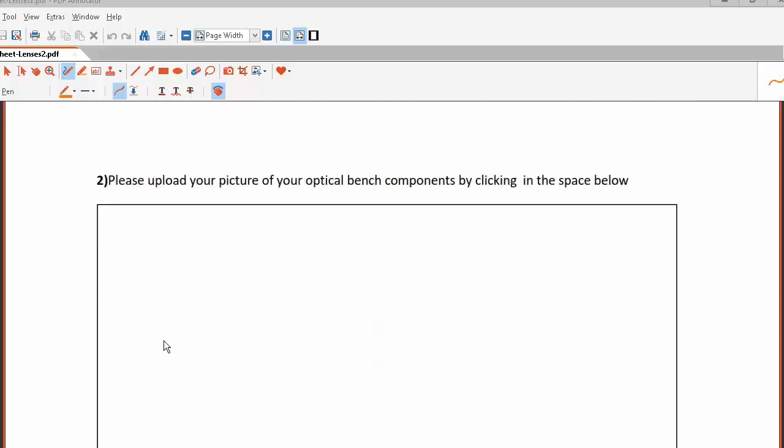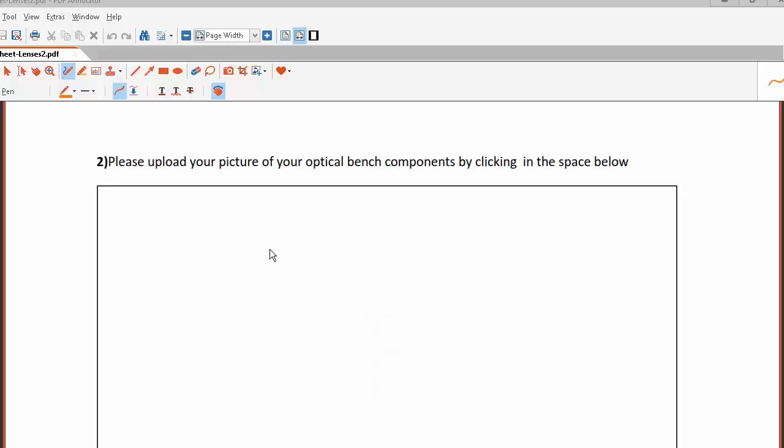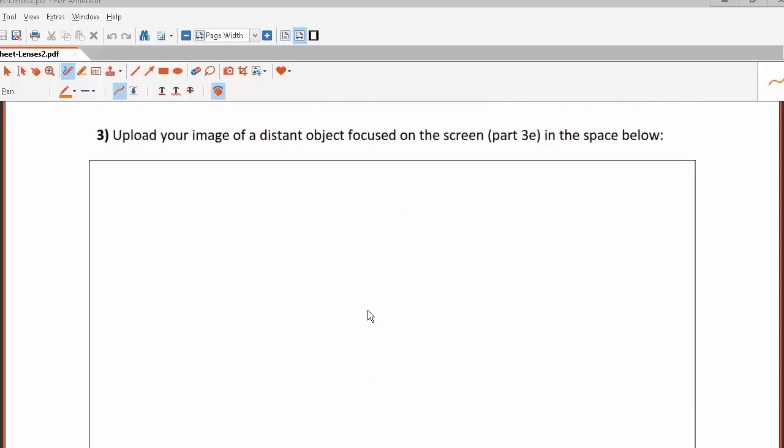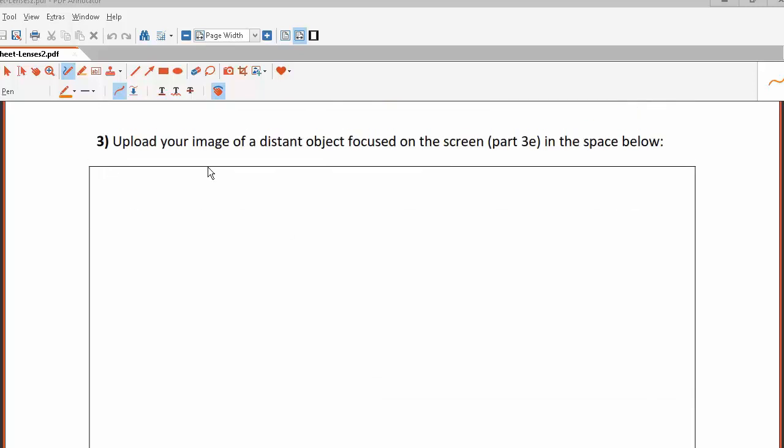In the second part, please upload a picture of your optical bench by clicking on this space here. And in question 3, when you created your camera, please upload an image of the distance object focused on a screen.